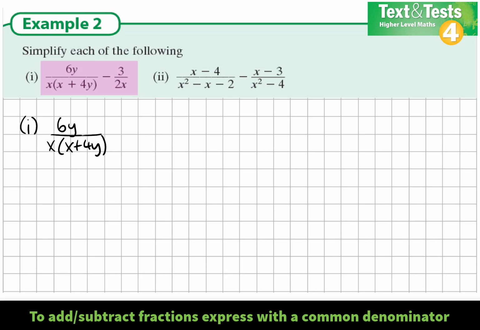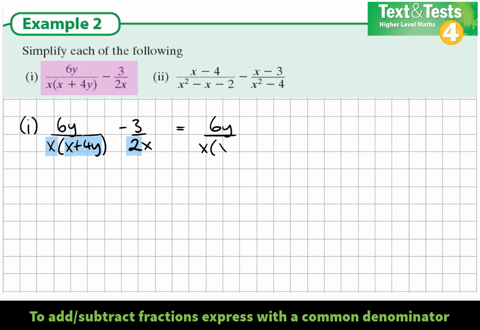The first fraction has a denominator of x multiplied by x plus 4y, and the second one has a denominator of 2x. The lowest common denominator of these would be x by x plus 4y by 2. There's no need to repeat the x again. So this is our common denominator we want.